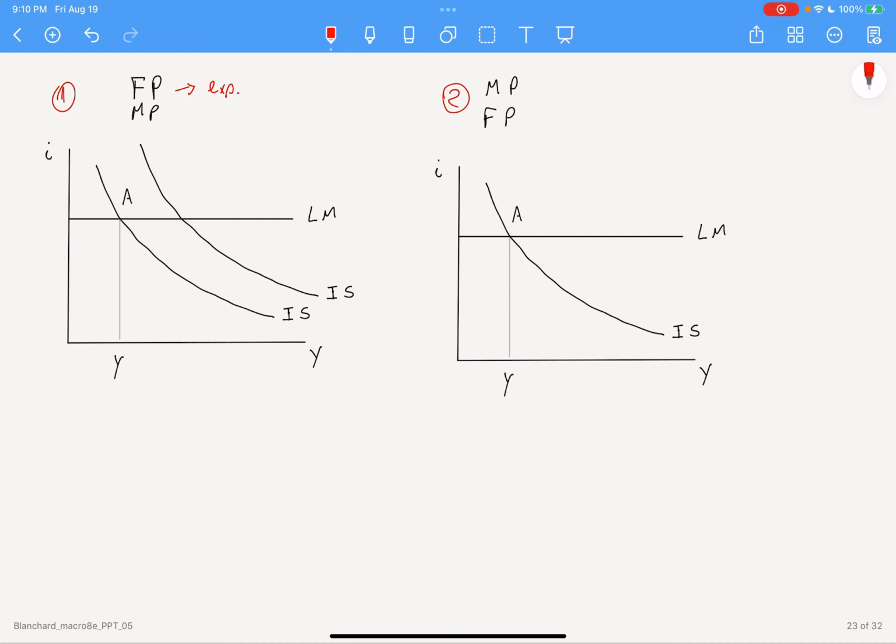This fiscal expansion is going to be, let's call this IS prime, and let's say that this is an increase in the government expenditures, okay? So we have this expansion for this new level of output. It's going to be this guy here. However, can anything be done with the LM curve or the monetary policy?